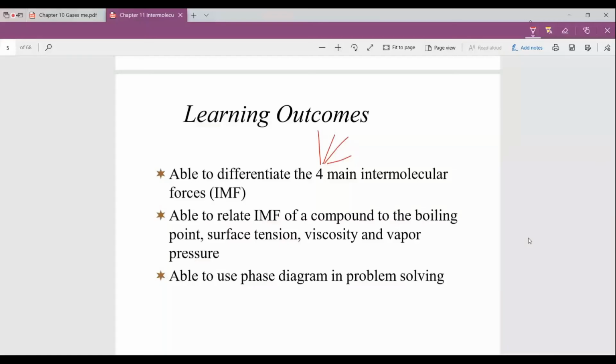Okay, then you are able to relate this IMF with the boiling point, surface tension, viscosity, and vapor pressure. Explain what happens to the boiling point if we have the strongest intermolecular forces. And you are able to use the phase diagram, CO2 and water phase diagram, to solve problems related to H2O and CO2.